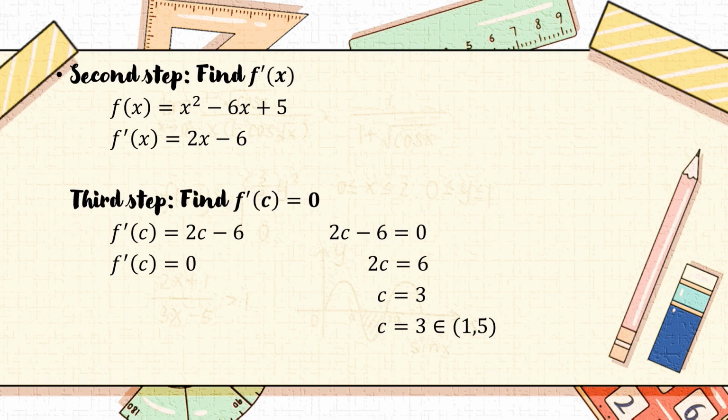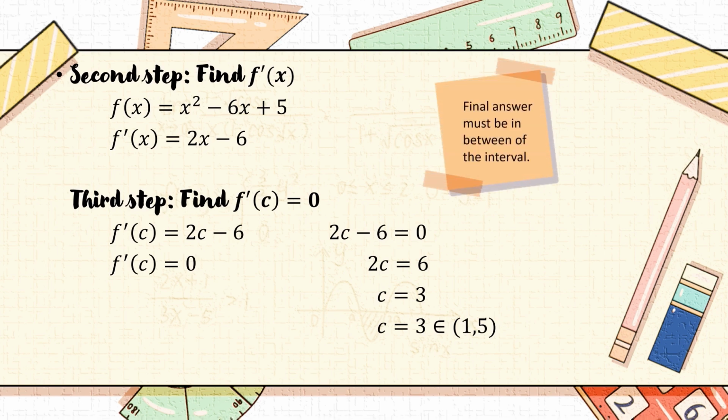Then f prime c has to equal 0. So 2c minus 6 equals 0. Negative 6, we bring it to the right, so it will be 2c equals 6, and c equals 6 divided by 2, which gives 3. So c equals 3 and the answer must be in between the interval. This answer is 3, and 3 is between 1 and 5, meaning that the answer is correct. The final answer must be in between the interval.